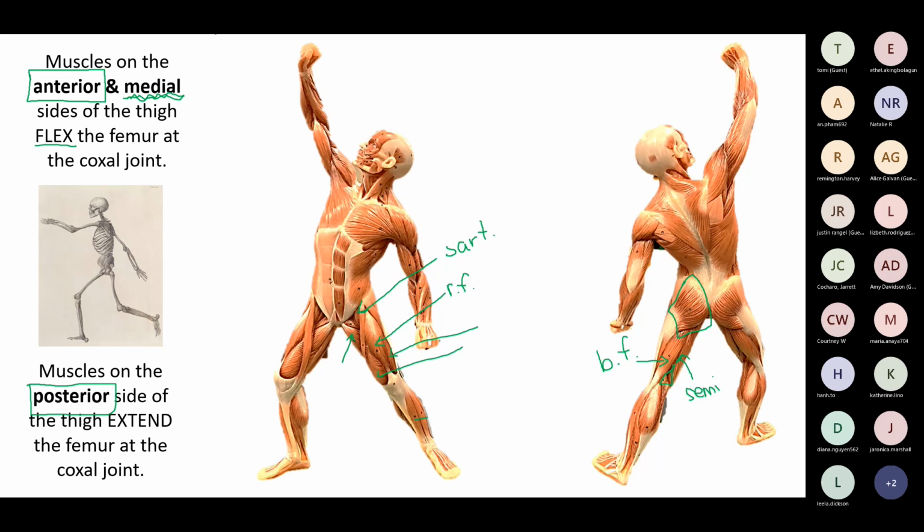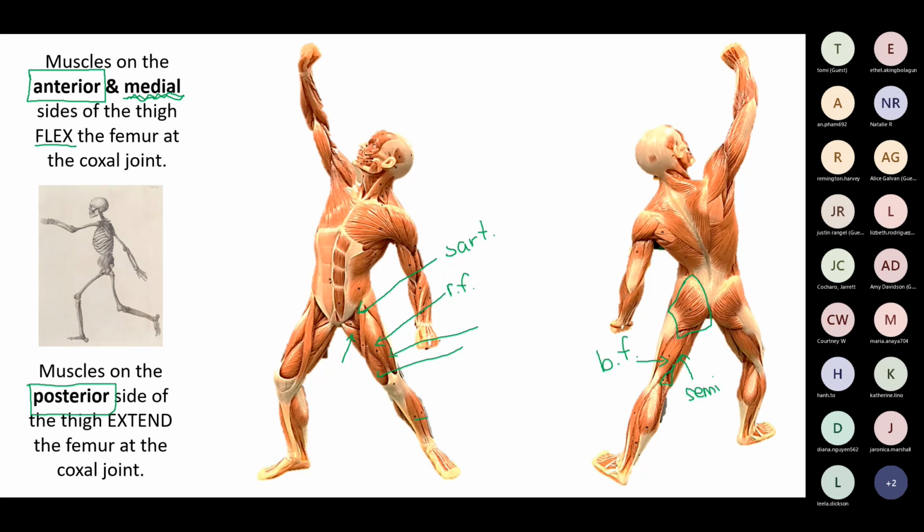So let me see my other questions here. Tommy asked about the extensor longus muscle. That muscle works at a different joint. We're going to get to that one. Right now, we're just talking about movements at the coxal joint, at the hip joint. So extensor longus coming soon.